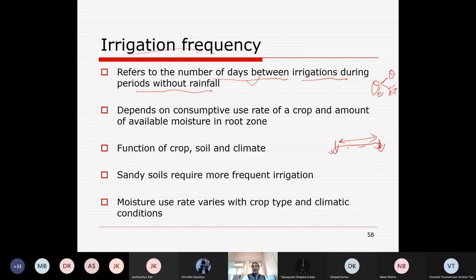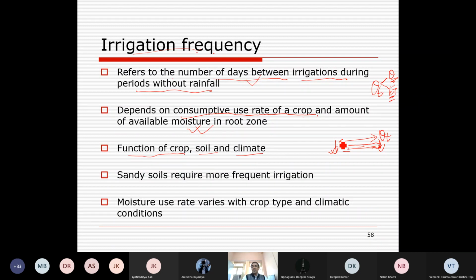It depends, simple idea, on the consumptive use rate of the crop. So to reach from here to here, or in terms of time, it is a simple two-base system, ET. So it depends on the consumptive use, which is almost equal to the ET rate of the crop, and the amount of available moisture in the root zone, that is theta t basically, which we have taken here. Irrigation frequency is also a function of crop, soil and climate.